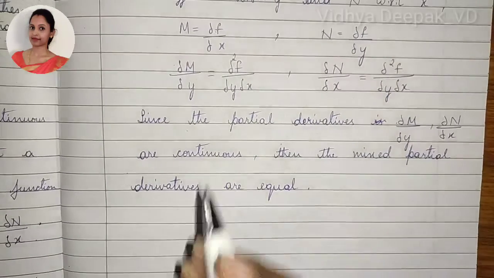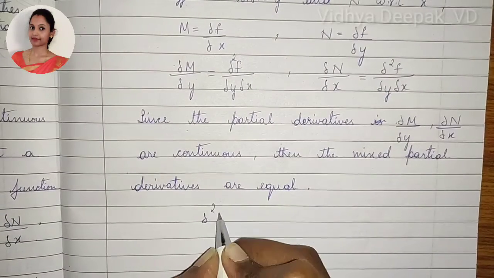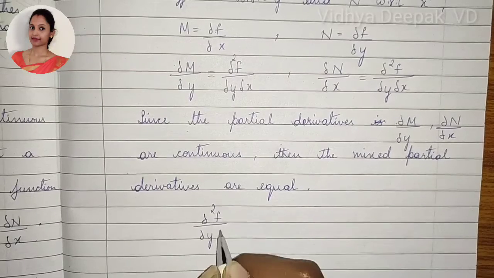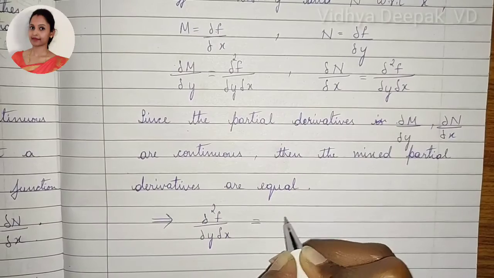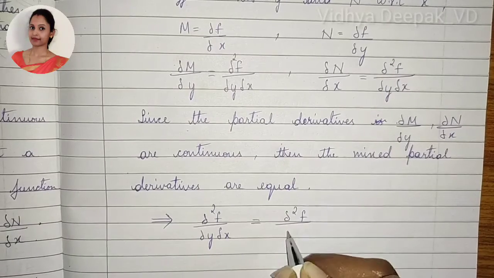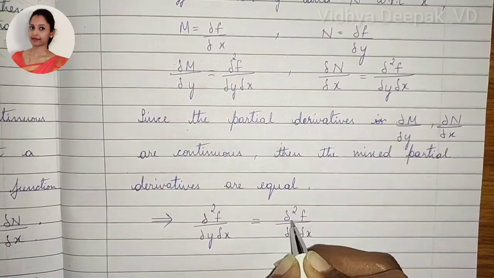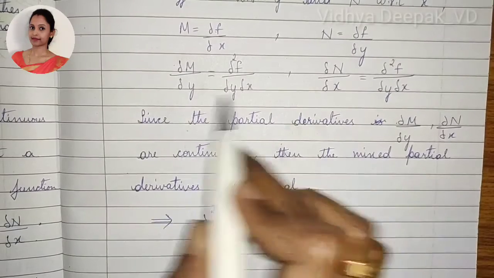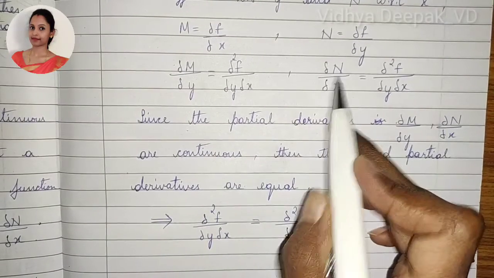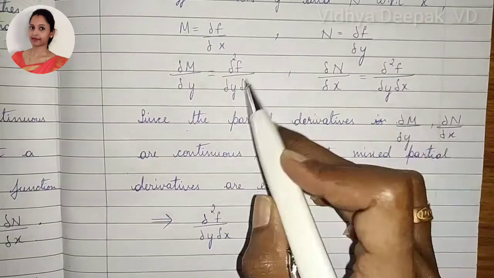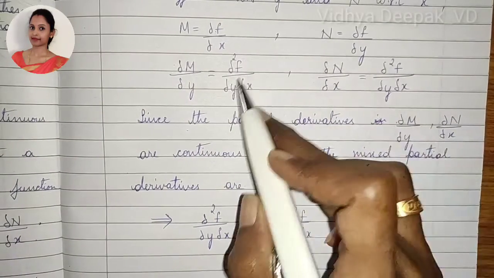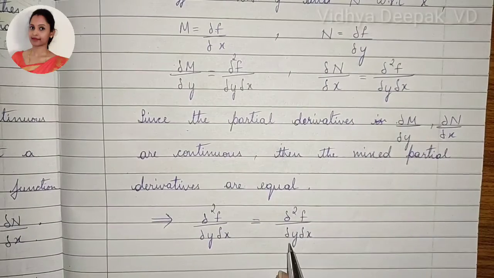That means we can say that dou square f by dou y dou x is equal to dou square f by dou x dou y. If two partial derivatives are continuous, then their mixed partial derivatives are equal. That is what I wrote here.